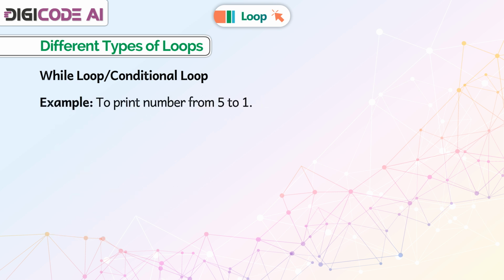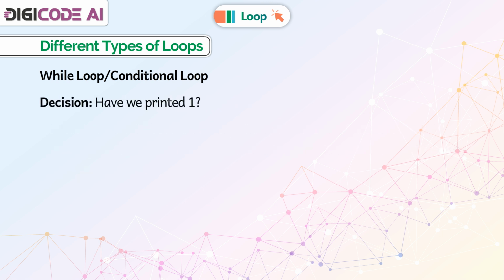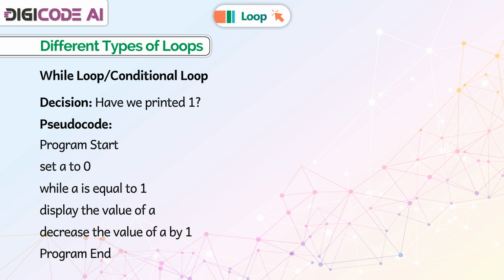Example, to print numbers from 5 to 1. Condition: till the time the test expression remains true, the body of the while loop printing statement will run, and once the condition is false, the loop will stop executing. Decision: have we printed 1? Pseudocode. Program start, set A to 5, while A is greater than or equal to 1. Display the value of A. Decrease the value of A by 1.